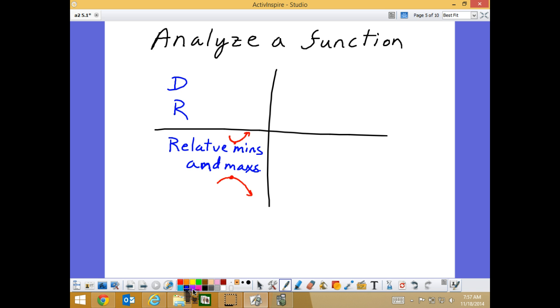Another thing that we list is end behavior. And that's, from the previous examples, increasing without bound or decreasing without bound. What is it doing on the left end, and what is it doing on the right end?